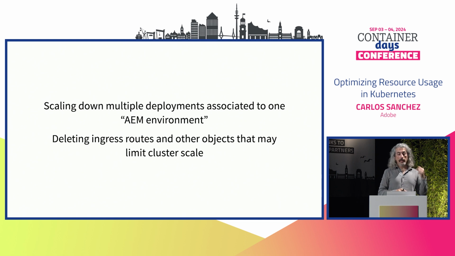What we are also doing is deleting ingress routes and other objects that may limit the cluster scale, because at some point, maybe CPU and request is not your limiting factor. In our case, the limiting factor is the number of objects we have, the number of watches, the number of memory the API is consuming. So not only are we scaling down the number of pods, we are also removing objects from etcd.